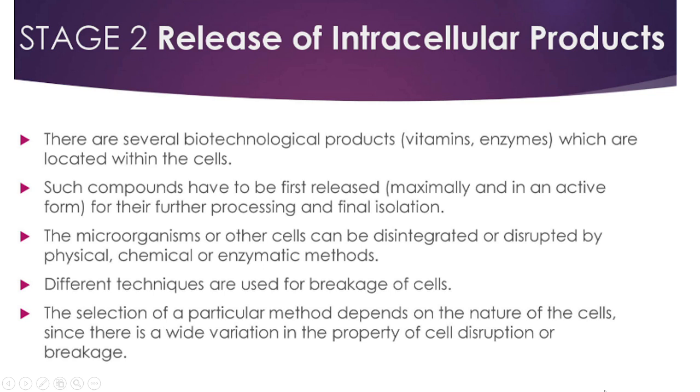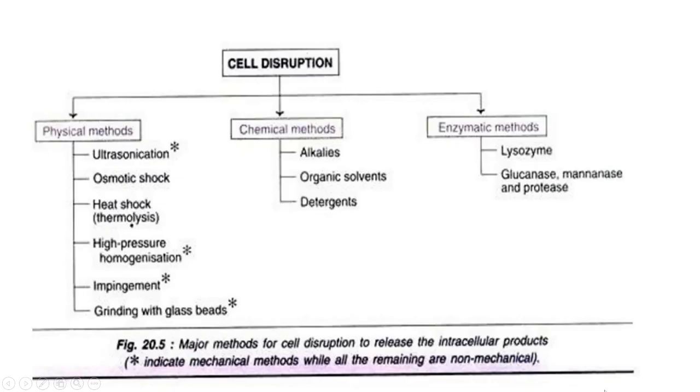So the microorganism should be broken or disintegrated by using different techniques like physical, chemical, and enzymatic methods. Which method you will use depends on the type of product you are isolating. The product should be stable after disintegration of the cell. So depending on your product and its stability, you will use whichever method.